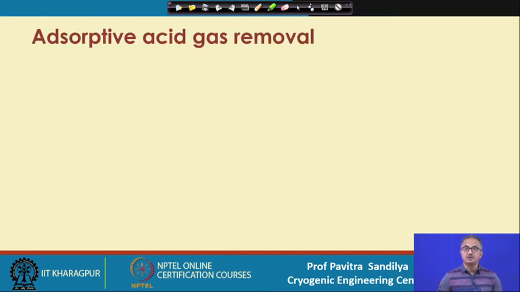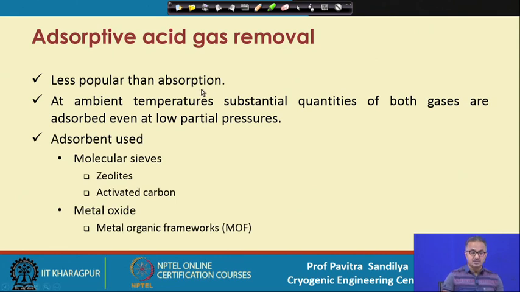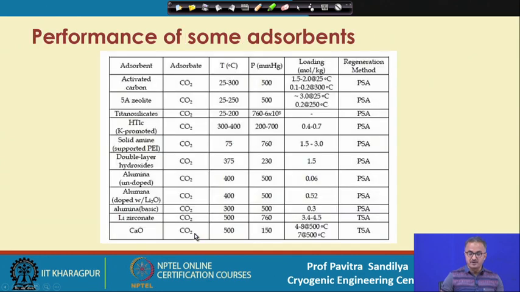Now, next we come to adsorptive acid gas removal. In this case, it is less popular than absorption, and it is still being developed. At ambient temperature, substantial amounts of both gases are adsorbed even at low partial pressure, that is, both H2S and CO2 can get adsorbed at low partial pressure concentrations. These are the types of adsorbents used: molecular sieves, which may be zeolitic, or activated carbon, and we have the metal organic framework, MOF.